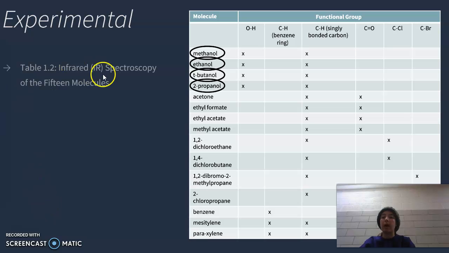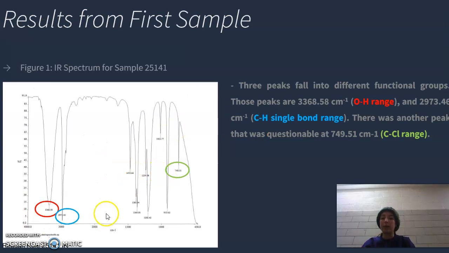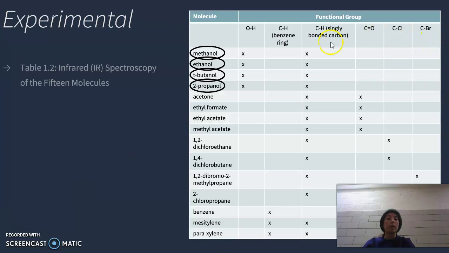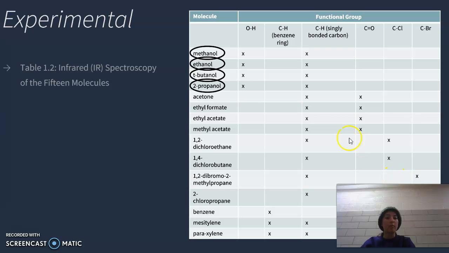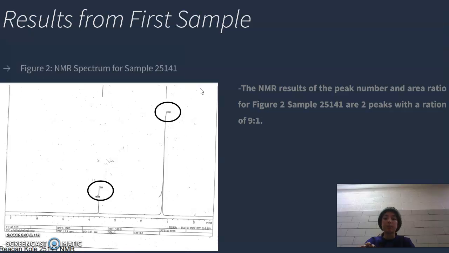Next, here is the table for the IR spectrum of the 15 different molecules. Using both those 2 tables and the 3 different ranges, I looked at the possible ranges for the molecules, and you can see that I decided to go with ones that had OH and CH only and not the CCl. With this, I determined that the CCl was weak and needed to be strong, so I decided to eliminate that from my possible choices. The possible choices based off of my IR spectra for sample 25141 were methanol, ethanol, t-butanol, and t-propanol.